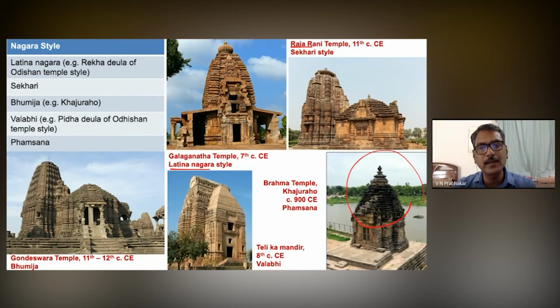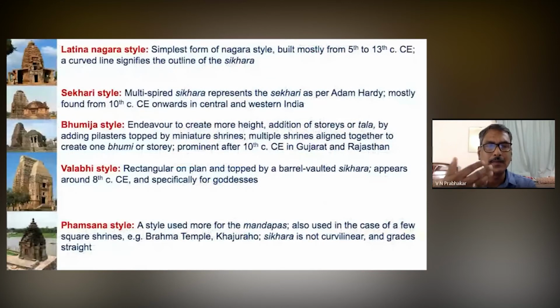And this is the Vallabhi style of architecture, a style of Nagara temple. An excellent example is the Teli ka Mandir, which dates from around the 8th century CE. It is basically rectangular on plan with a wagon vaulted or barrel vaulted roof. And the Gondeshwara temple in Sinnar, Nashik, is one of the best examples of the Bhumija style of temple. So what are these actually? If you look at the depiction, it is merely a kind of decoration, merely architectural features one finds on the Shikara portion of a North Indian temple.